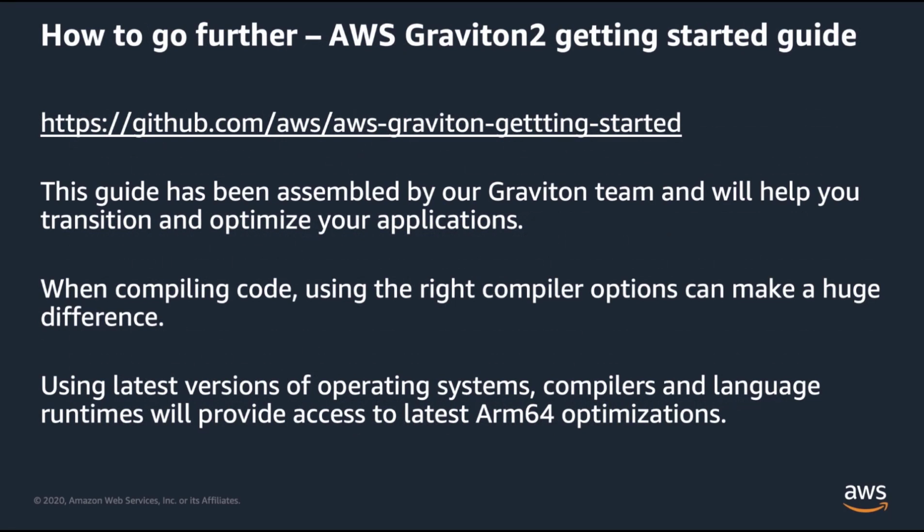If you want to go further, there is an AWS Graviton2 Getting Started guide that is available on GitHub. It has been assembled by our Graviton service team, and it will help you transition and optimize your application. In this guide, we give the right compiler options for the different compiler versions, and we definitely recommend to use them as they can make a big difference in terms of performance for your application. Also, using the latest version of operating systems is definitely something we recommend. There have been some patches that have lately been integrated to the kernel that make it perform really faster on ARM64. And now I'm going to leave you with Jeff for the conclusion.